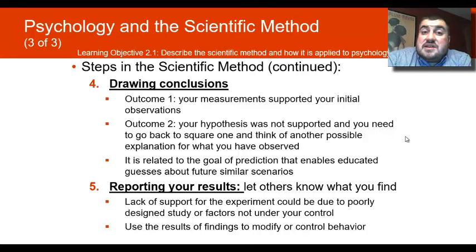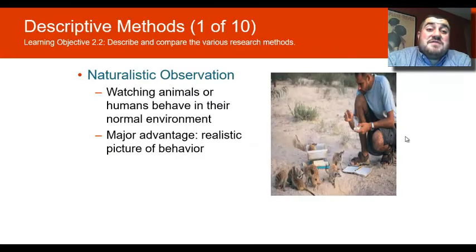So the various research methods that we're going to describe are the descriptive methods. Number one is naturalistic observation. This would be watching animals or humans in their normal environment. So I like to use the zoo as an example. Watching animals at the zoo would not be a form of naturalistic observation. That is in our next method, which is laboratory observation. Watching humans at the zoo would be humans in their normal environment.